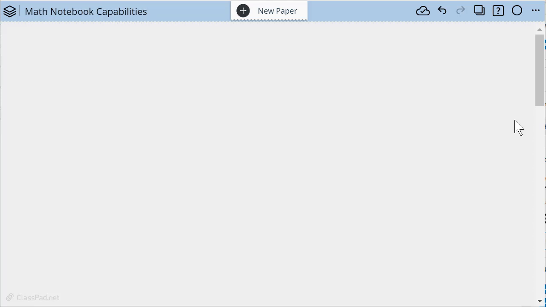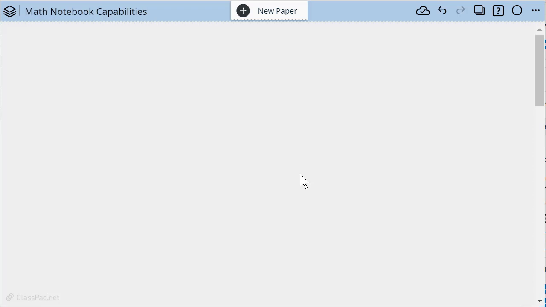This video is going to show you the different ways that you could use Classpad.net as a math notebook. A notebook's a place for you to write down your thoughts or images or things you want to remember or things you notice. And so Classpad.net lets you do all of that in one place. When you open Classpad.net, you'll notice it looks just like a blank piece of paper. And that's the whole idea.